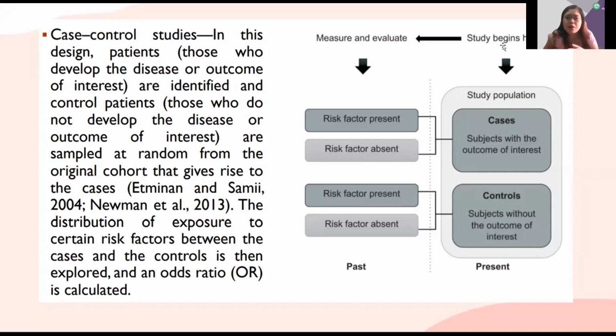Mo na nga ang arrow is going backward kasi we will be measuring and evaluating the risk factors nga ilahang na experience sa past, mao na nga nagkaroon sila sakit or wala sila nagkaroon og sakit. So for example, sa cases, tanawon nato risk factor present. Example, nagadto sila sa mga party-party, for example lang ha. And then kani mga risk factor nga absent sa past ni siya before sila nagkaroon og sakit.